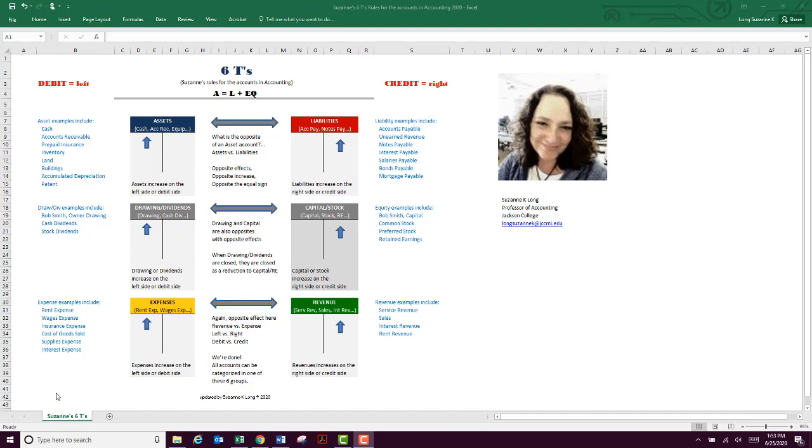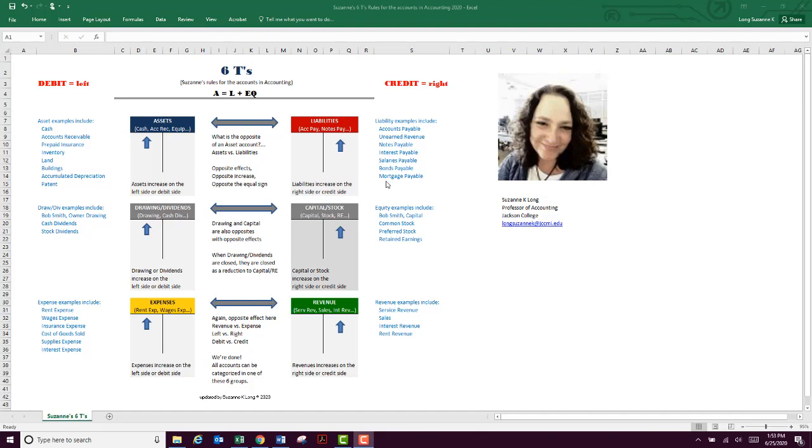Each one of these 6 categories is a type. So let's go back to assets. Assets is a type of account, and then over here on the left we've got some examples. Now, these aren't all the assets that you could ever see, but this is a sample of typical asset accounts that you would see in your introductory accounting class. Same thing over here for liabilities. Liabilities is a type of account, and then here's some specific account titles that are examples of liability accounts.